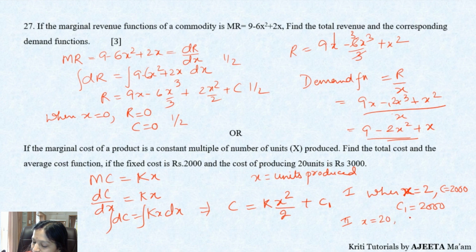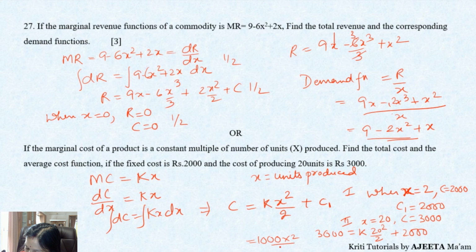x is 20, and c is given as 3000. That is your total cost. So let's write 3000 is equal to k times 20 square upon 2 plus 2000. Now let's calculate it and get the value of k. 3000 minus 2000 is 1000, correct? And then into 2 upon 400. So what is the value of k that we get? 5. So the value of k is 5.